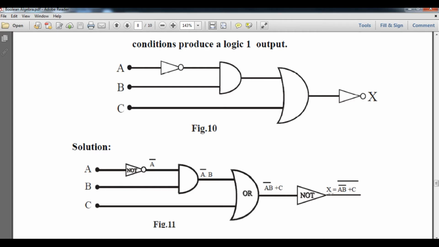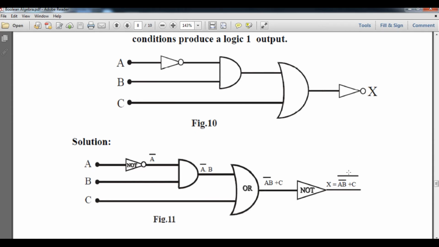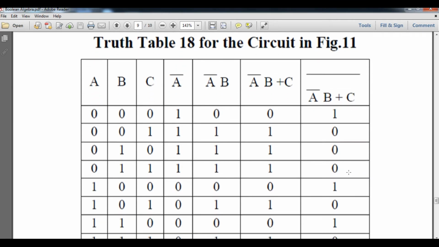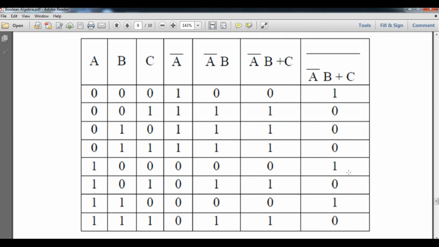So you can see the NOT. X equals, if the final output is the X signal, so X will definitely be A bar B, which is already there, plus C, whole bar. That means to say (A bar B plus C) of whole bar. This will be the output. If you are talking about its truth table, you can consider, students, the truth table will show you how to use that.